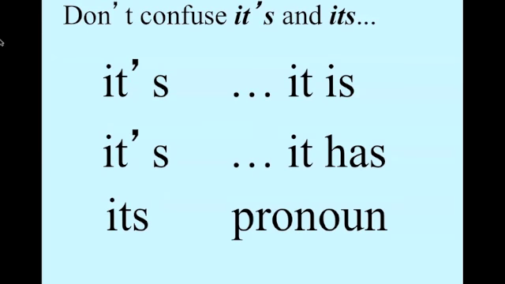And again, just as a reminder, don't confuse it is or it's with its. So in other words, it with an apostrophe S equals it is, or it could be it has. But its with no apostrophe, like I said before, is a pronoun. So you think about it like this.